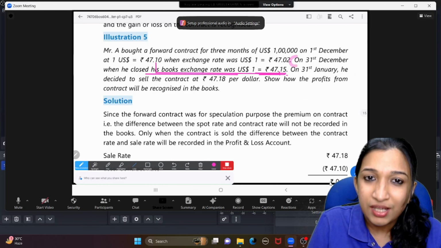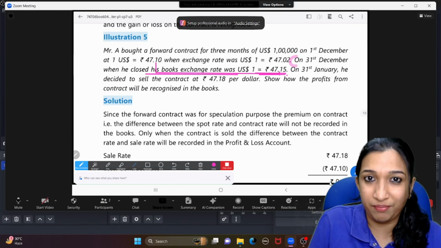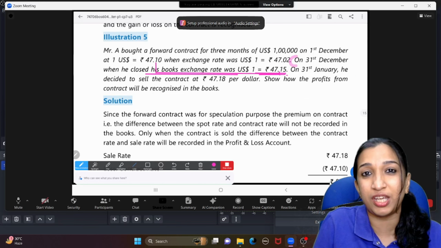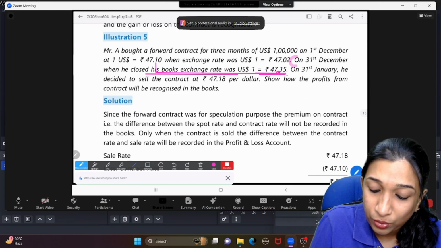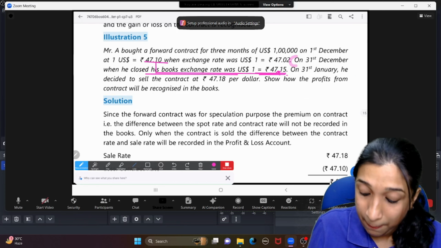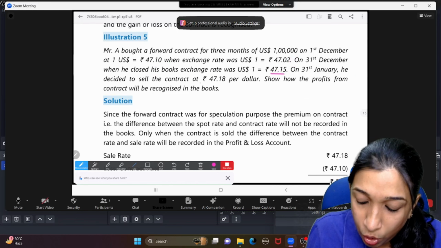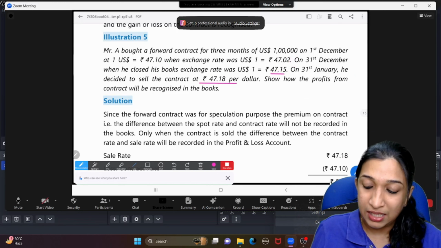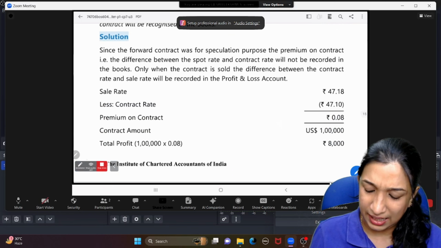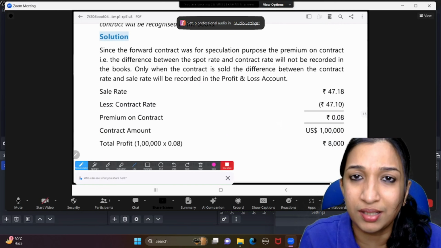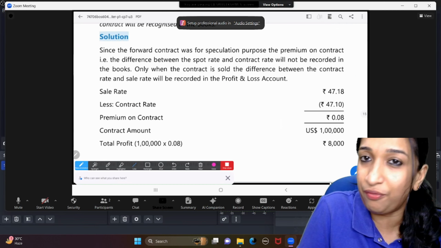You bought it at 47.1 and when he closed it is 47.15. The exchange rate increased. So we'll assume the contract is entered into to purchase dollars. Using the contract you can buy at 47.1, but the rate is 47.15, and he sold the contract at 47.18. Show how the profits will be recognized. So how should I write? There is no feel in the question that this contract is entered into to genuinely need the foreign currency.